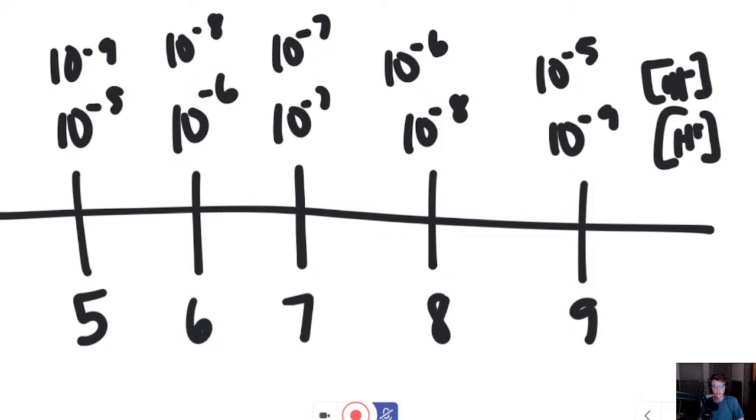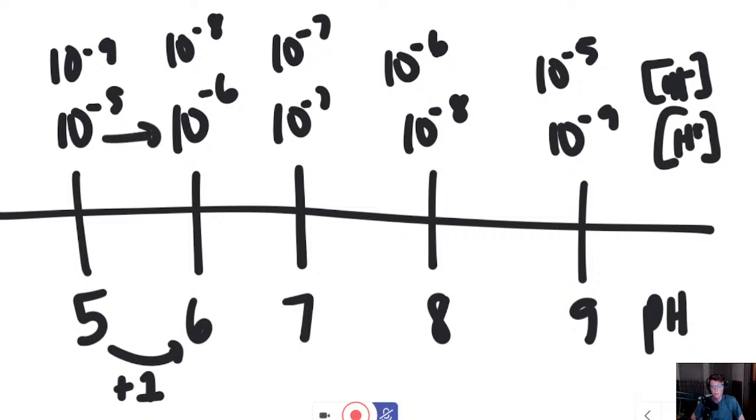Let's see, if we add 1 to something on a P scale, how do our concentrations change? Looking at the pH scale and the H plus concentration, we should recognize that these are inverses. As the H plus concentration goes up, the pH goes down. So if we increase the pH, we should expect the H plus concentration to decrease, and that's exactly what we see. But the H plus concentration is not changing by just 1. It is changing by 10 to the negative 1.